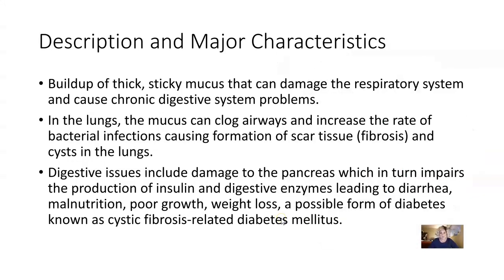The description and major characteristics of cystic fibrosis: it is characterized by a buildup of thick, sticky mucus that can damage the respiratory system and cause chronic digestive system problems. In the lungs, the mucus can clog airways and increase the rate of bacterial infections. Over time, mucus buildup and infections result in permanent lung damage, including the formation of scar tissue, which is also called fibrosis, and cysts in the lungs.